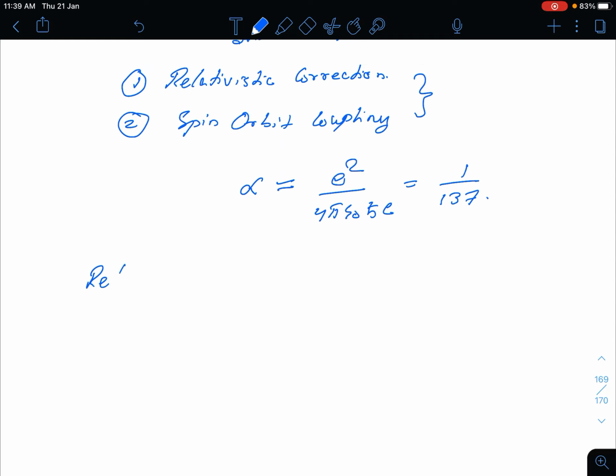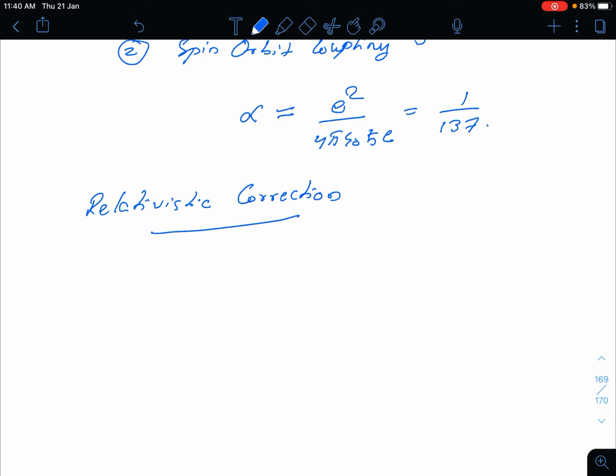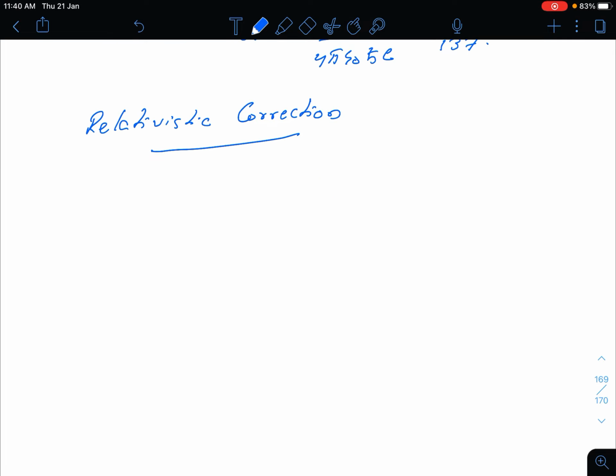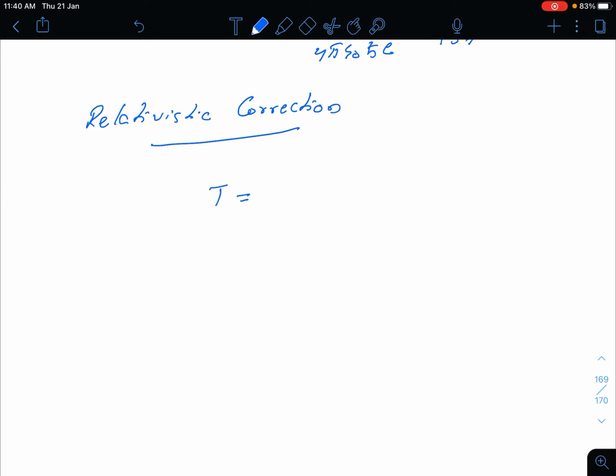Okay, so what's a relativistic correction? So far we considered the electron to be orbiting around the nucleus at a very small velocity compared to the velocity of light, so that the kinetic energy is half mv square, which is p square by 2m. But that may not be the case actually.